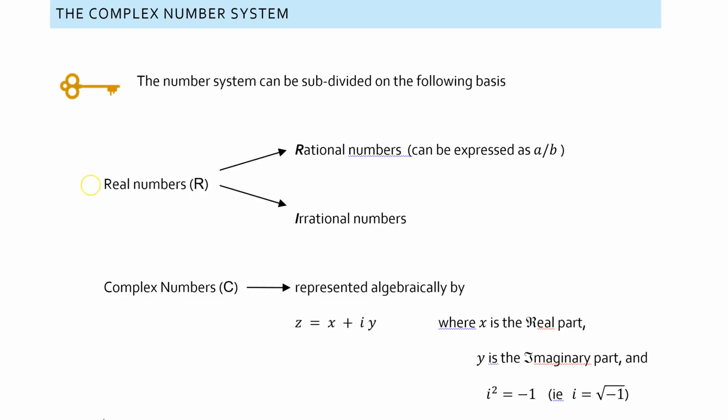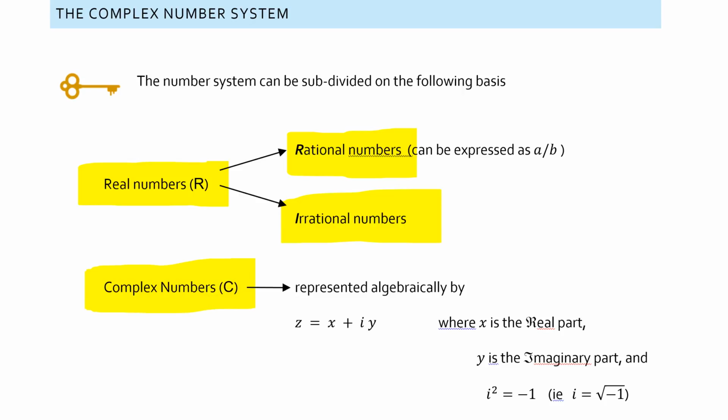Now you're already aware that the number system of real numbers can be broken up into rational, those that we can express as a fraction, and irrational, those that we can't express exactly in any other way than their irrational form. Things like the square root of 3, for example. But we're going to work in this topic on complex numbers.